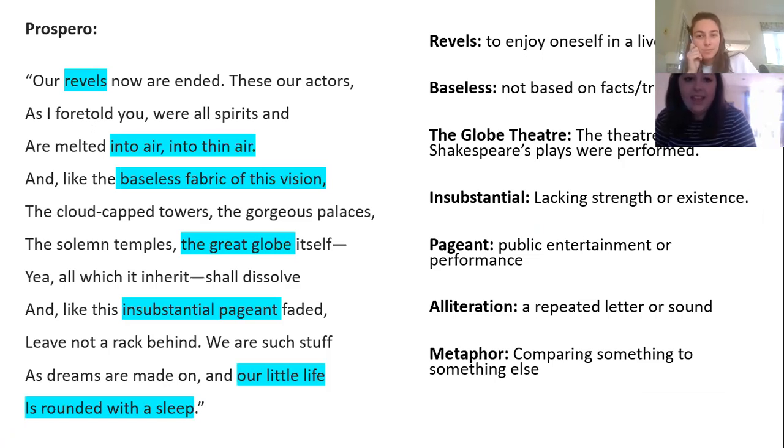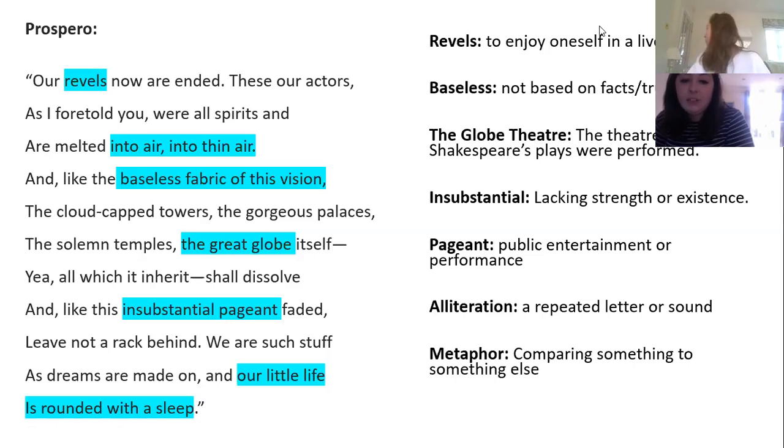Yeah, it's a good point. So then it says how baseless, so it wasn't based on facts. It was all made up, and it was a vision. And he mentions the cloud-capped towers and the gorgeous palaces, and all of that being taken away from them. It revealed who they truly were, and that's how he was able to mess around with them so much. So when they're in this place, like a barren place with nothing, their true personalities show.